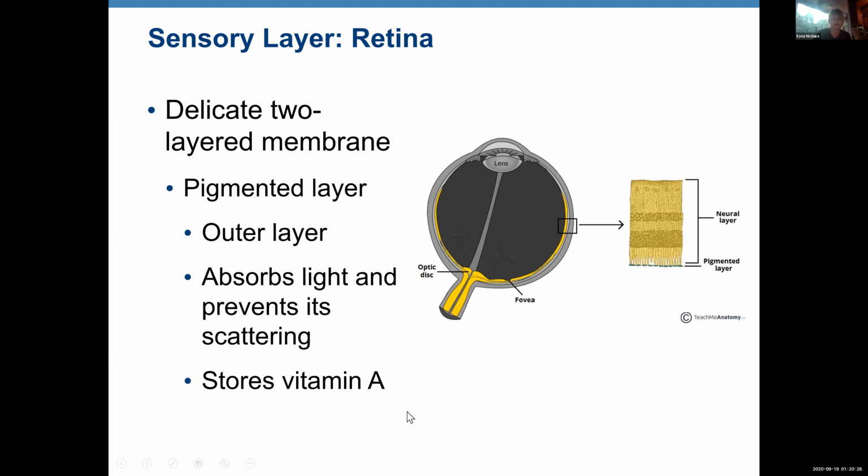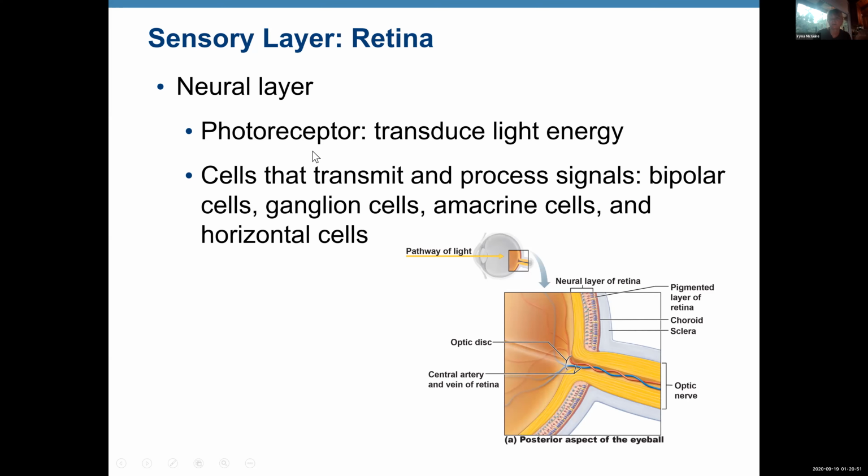This pigmented layer absorbs light and prevents scattering, and it also stores vitamin A. And then it has the neural layer. So the sensory layer, or retina, has a pigmented outer layer and a neural layer. Now, the neural layer has photoreceptors that transduce light energy, so they transform light energy into action potentials. The cells that transmit and process signals are bipolar cells, ganglion cells, amacrine cells, and horizontal cells. So let's look at them over here.